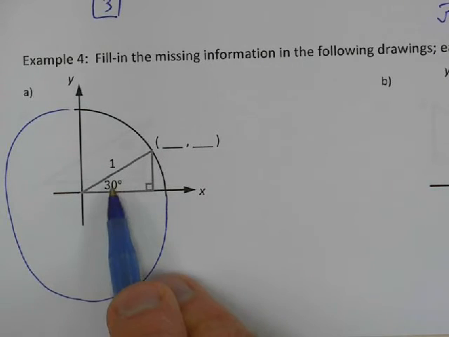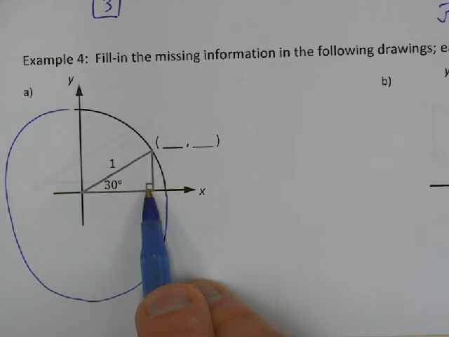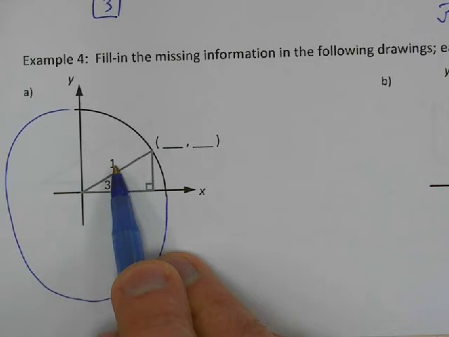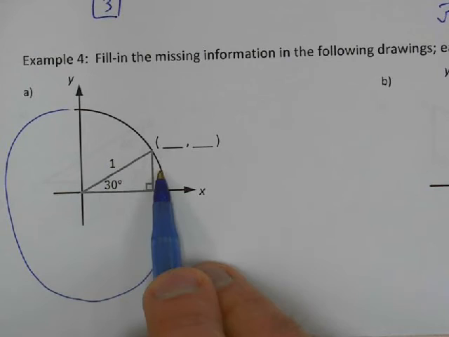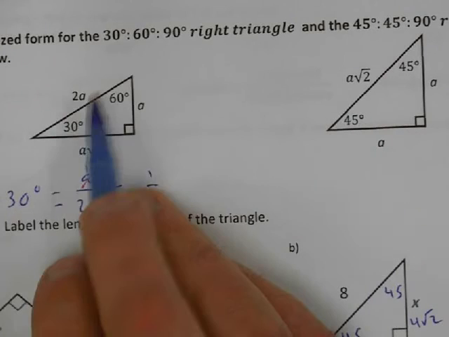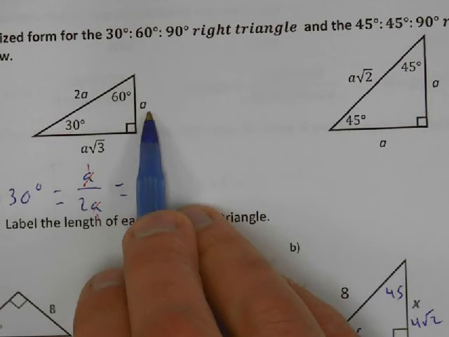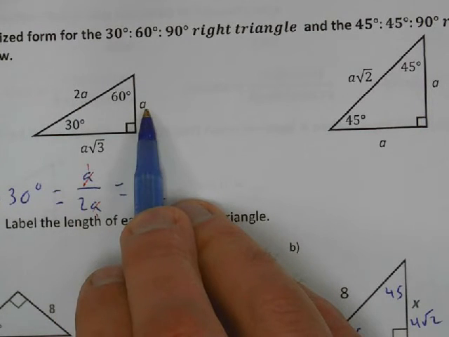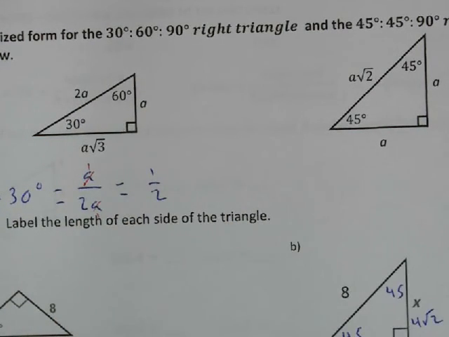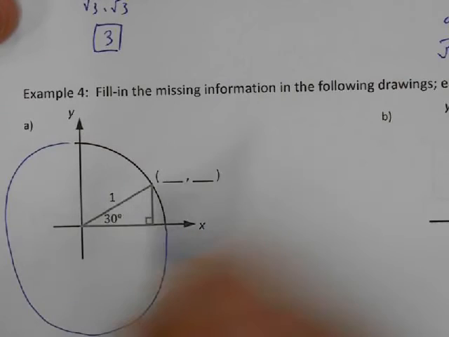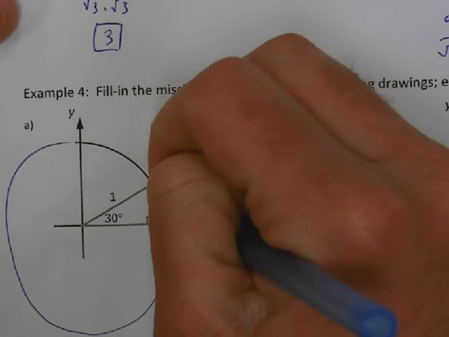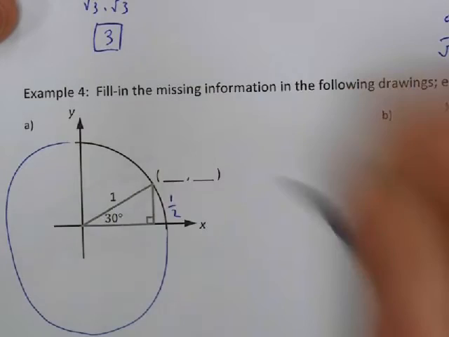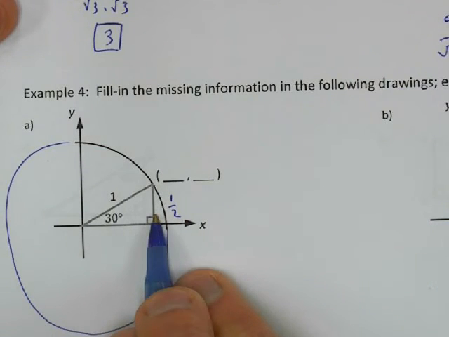And then to figure out how far over and up we go, we're going to use our special right triangles. Okay, so let's see here. We got a 30, 60, 90 right triangle. We're given the hypotenuse. Okay, so like I said, we always want to find the short leg first. If I have the hypotenuse and I want the short leg, how do I go from hypotenuse to short leg? How do I go from 2a to a? Divide by 2 every time. So if we divide by 2, 1 divided by 2, I get 1/2. Okay, so 1/2 is going to be my short leg.